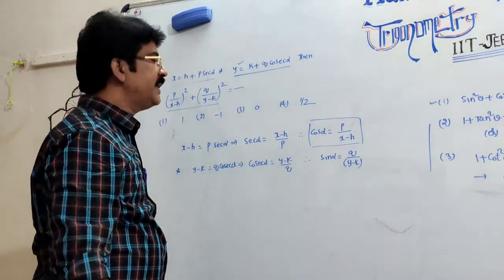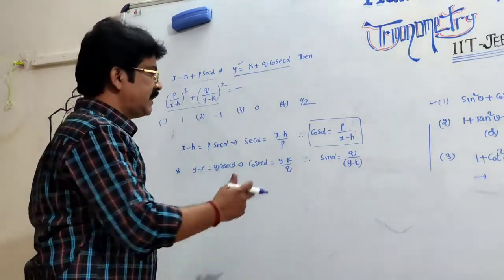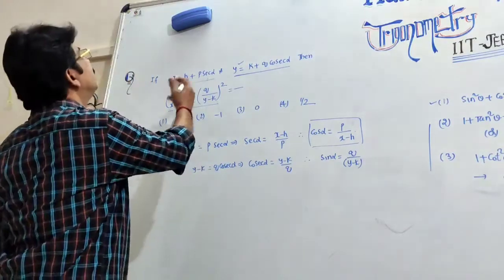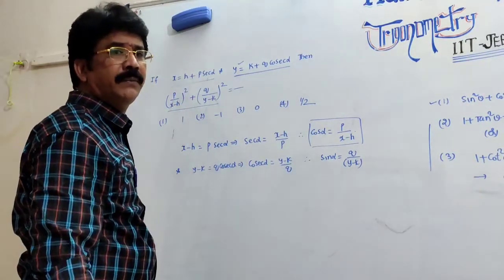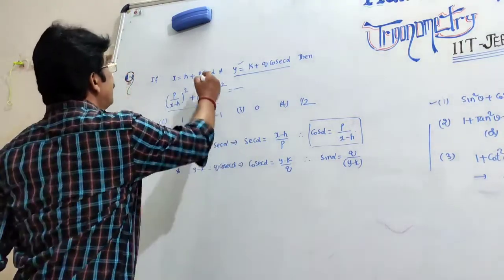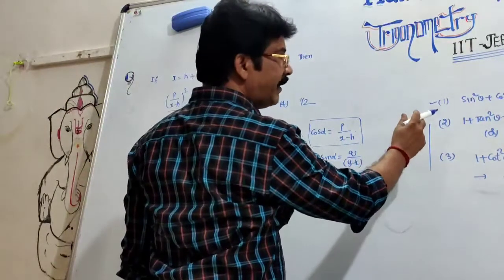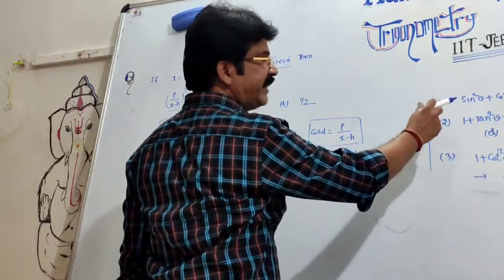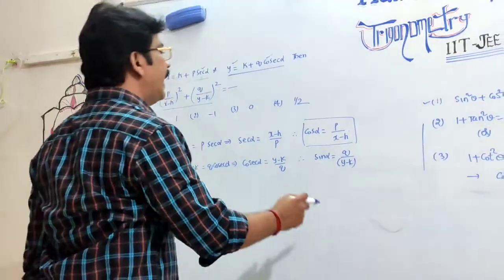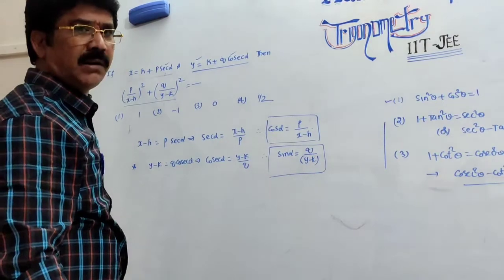Actually, you can ask me, sir, what is the need of converting these two given equations in terms of sin and cos while they are given in terms of secant alpha and cosecant alpha? Actually, we don't have any identical formula in terms of secant alpha and cosecant alpha. We have the identical formula for sin and cos, means sin square theta plus cos square theta is equal to 1. That's why I converted these two given equations in terms of sin and cos.